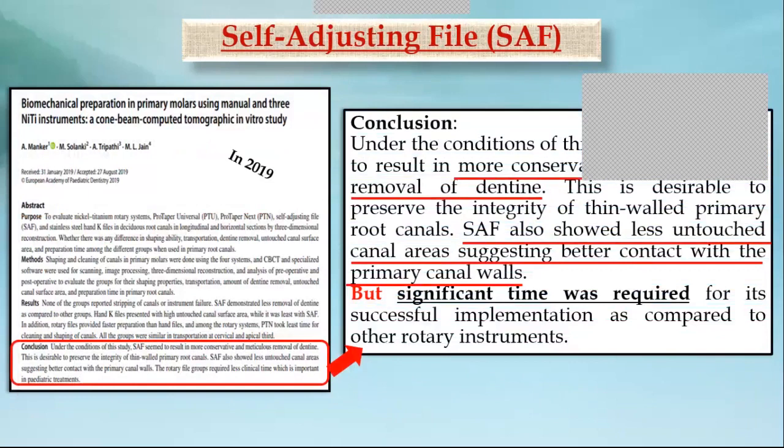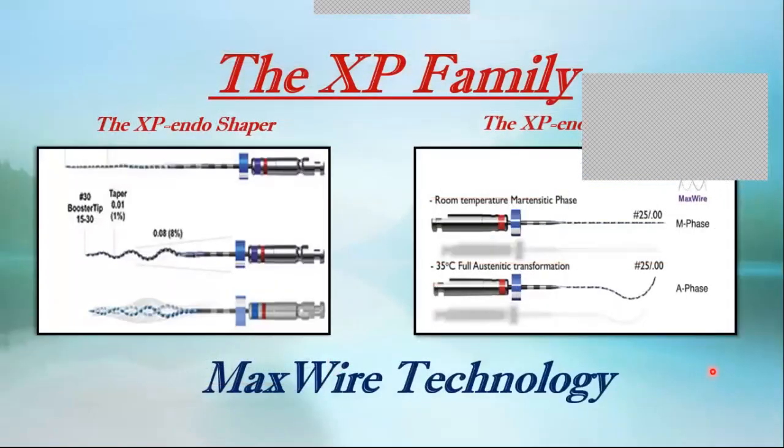Then came the XP family, either the XP Endo Shaper or the XP Endo Finisher. Both files adopt what we call the Max Wire technology. The Max Wire technology is a heat treatment technology in the nickel titanium alloy from which these files are made. This alloy has the ability to change its design and properties when subjected to different temperature changes. Let's see how this works.